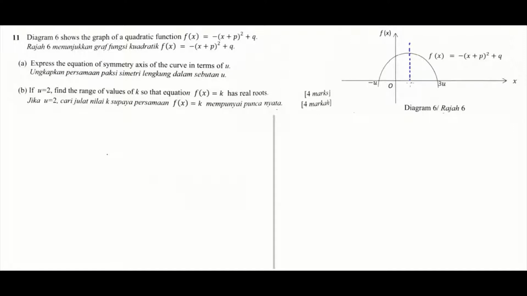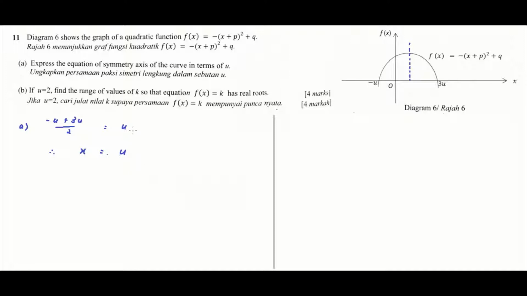So I need to find the x coordinate here, which is the midpoint between negative u and 3u. So I can add them together and then divide by 2, so I find the center. 2u divided by 2 gives me u. So I know that the equation of the symmetry axis is going to be x equals u.